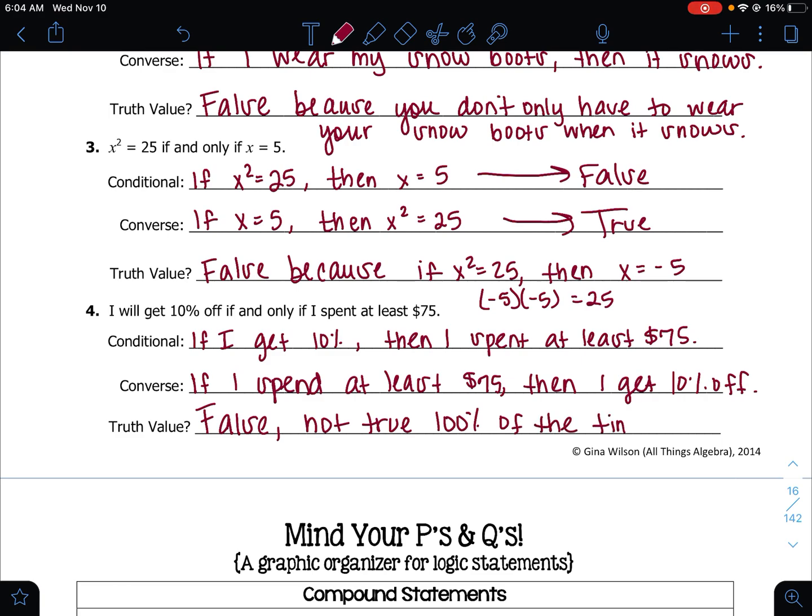Okay, so if it's not true 100% of the time, then it's not true.